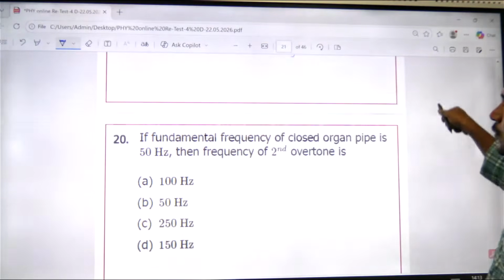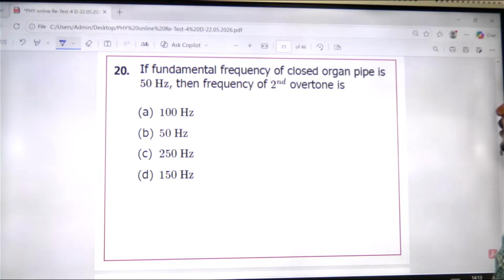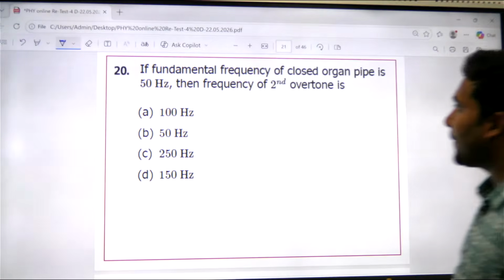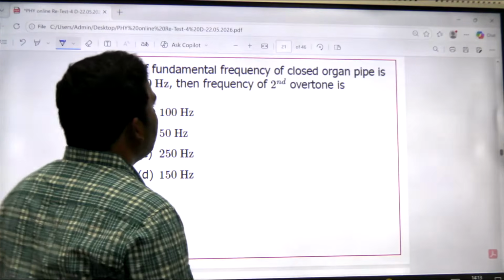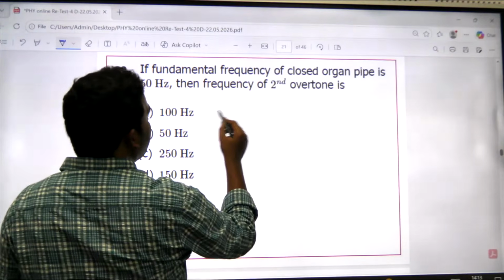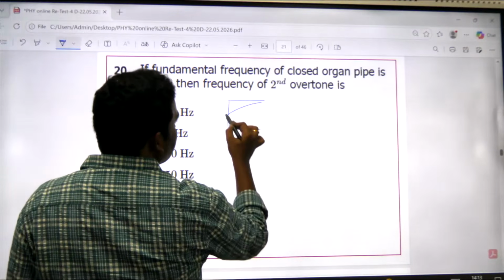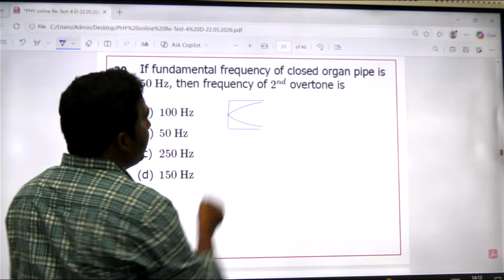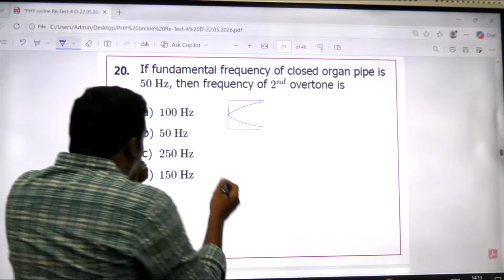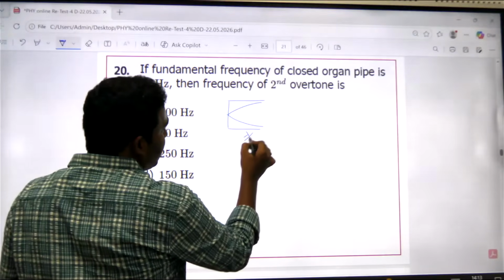Going for question number 20. If the fundamental frequency of a closed organ pipe is 50 Hz, then find the frequency of the second overtone. What is the fundamental frequency? The fundamental frequency of the closed organ pipe. For the closed organ pipe, this is the fundamental frequency, and we are saying this length is lambda by 4.